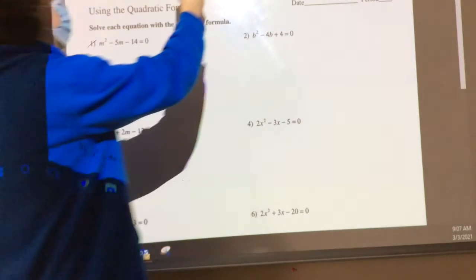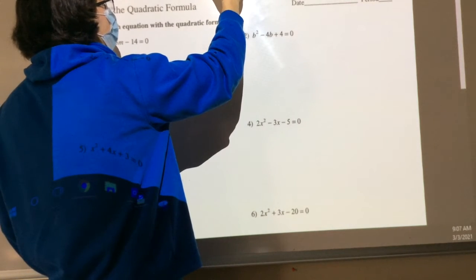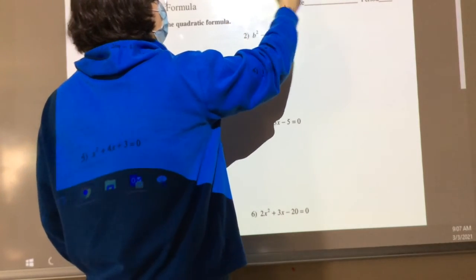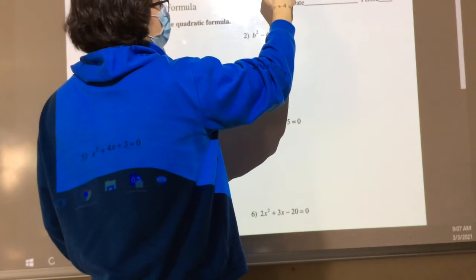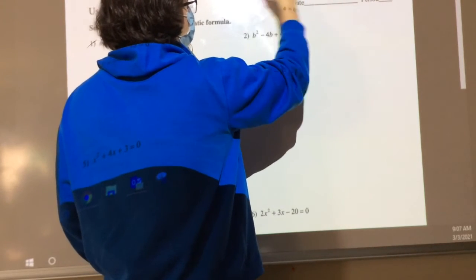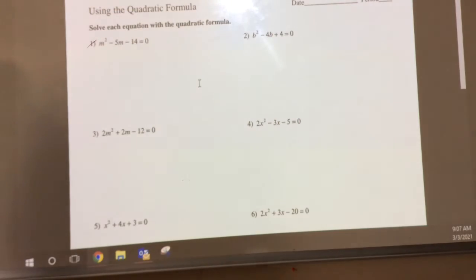But the formula is x equals, can you fill out the rest for me? Negative b plus or minus radical b squared minus 4ac over 2a. Beautiful. So it's really not that bad, right? Once you've seen it, it is a little intimidating, but it's not bad.